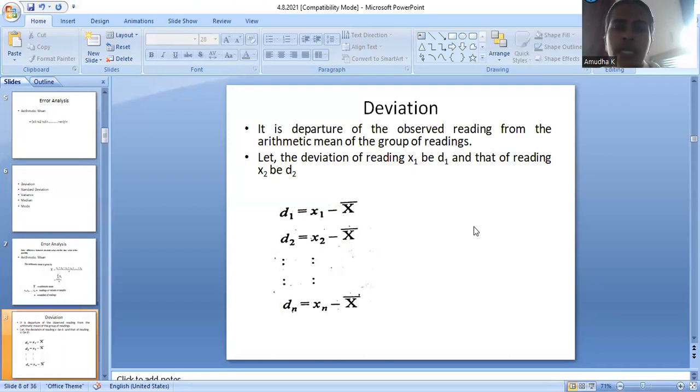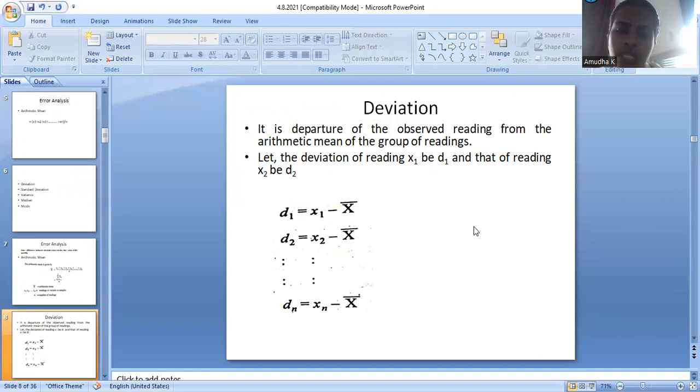Then the second one, deviation. Deviation is nothing but the departure of the observed reading from the arithmetic mean of the group of readings. Observed reading means the first time you measure the value, you note that value, and it is called the observed reading or observed value. So the departure of the observed reading from the arithmetic mean of the group of readings is the deviation. Now the deviation of reading x1 be d1 and that of reading x2 be d2, and so on. Mathematically, d1 is equal to x1 minus x bar. d2 means x2 minus x bar. Likewise, for the nth reading.